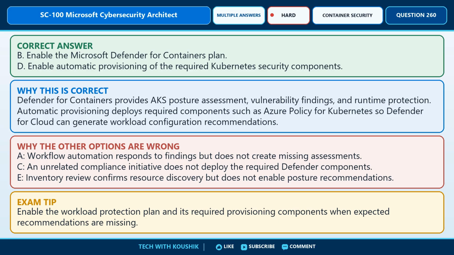Why are the other options not correct? A. Workflow automation responds to findings, but does not create missing assessments. C. An unrelated compliance initiative does not deploy the required Defender components. E. Inventory review confirms resource discovery, but does not enable posture recommendations. Exam tip. Enable the workload protection plan and its required provisioning components when expected recommendations are missing.